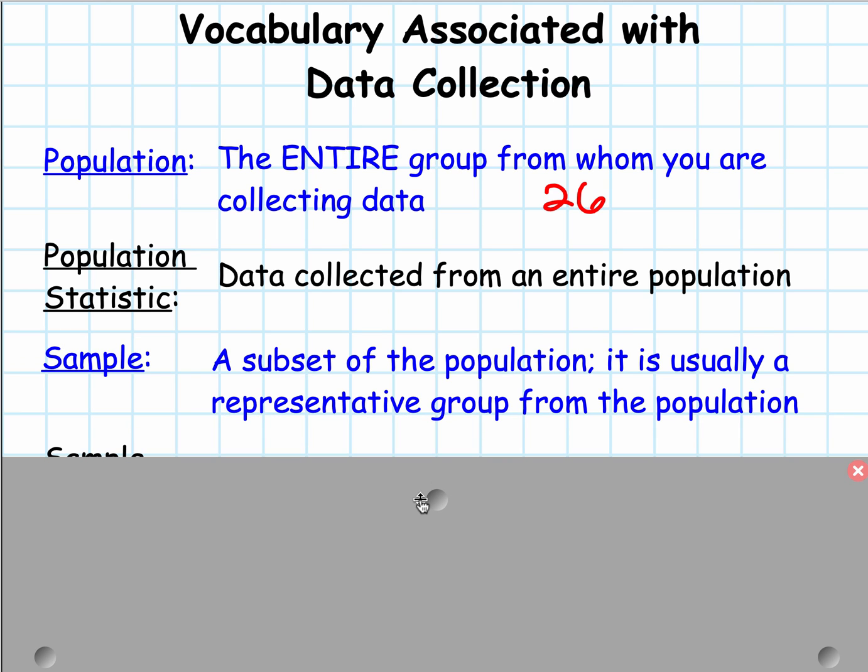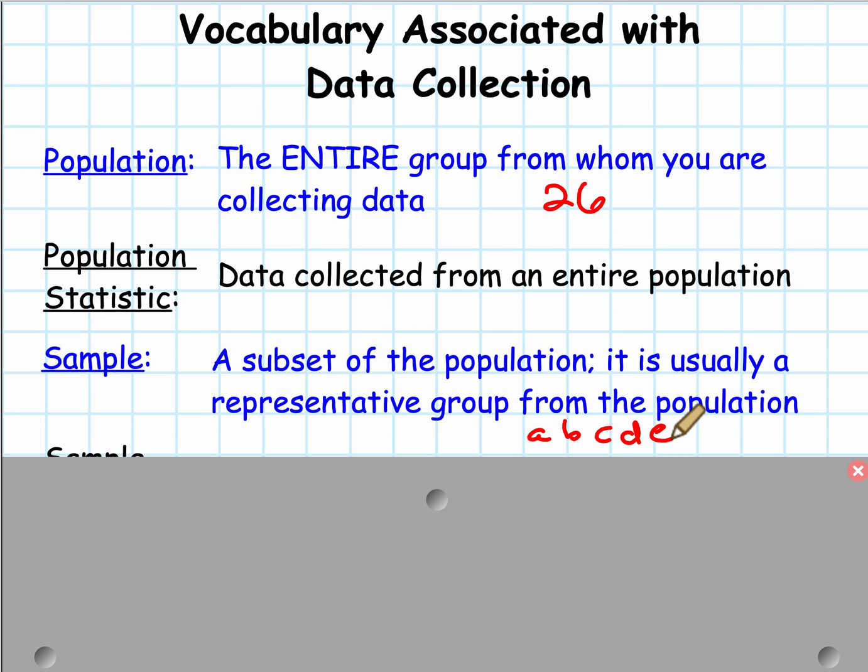But a sample is a subset of the population. So for example, going back to that alphabet one, if we were talking about a sample of it, we may go ahead and ask, okay, well, what's 5 letters from the alphabet? And we may talk about the first 5 letters, A, B, C, D, E. That would be a subset of the population.